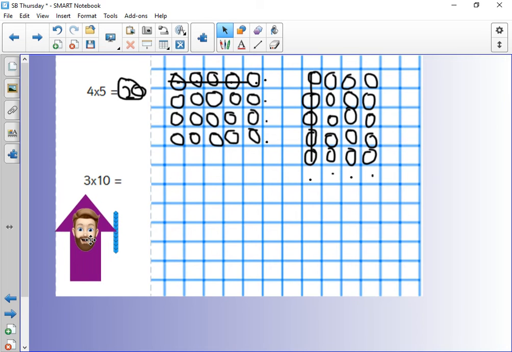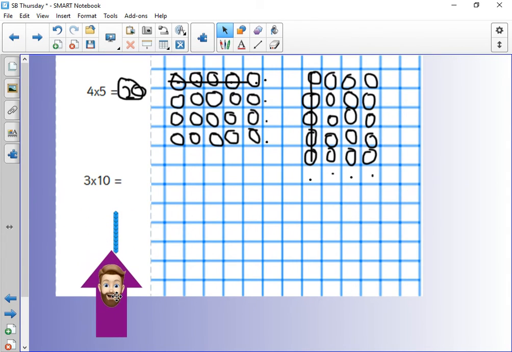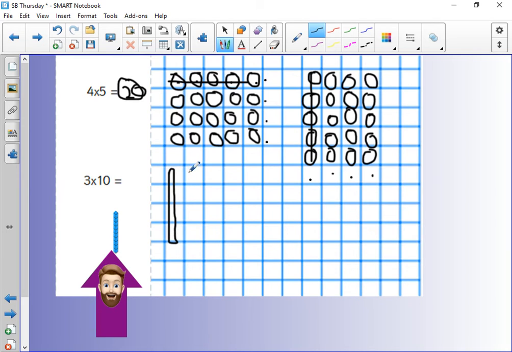Okay, the last one we're going to do together is 3 multiplied by 10. 3 groups of 10. Now for this, don't draw counters, we draw our base 10. It's so much quicker. And I can do my base 10 vertically in columns. Don't need to use 10 squares, I'm just going to draw a picture of it. One group of 10, 2 groups of 10, and 3 groups of 10.